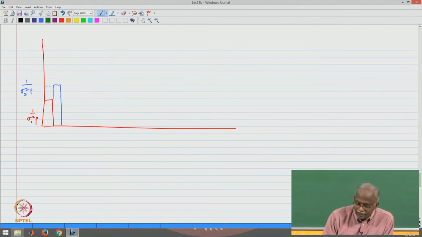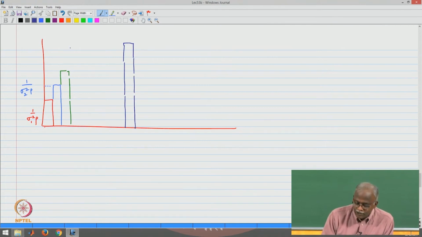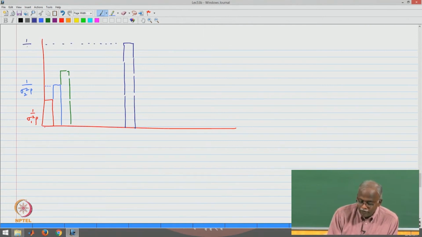Then the third channel, and so on until we come to the last channel, where you would have the following representation. So, what we are drawing here is the representation of 1 by sigma I squared times rho, the characterization of the channels. The last one has got a level of 1 by sigma L squared times rho. And the first one is 1 by sigma 1 squared times rho.